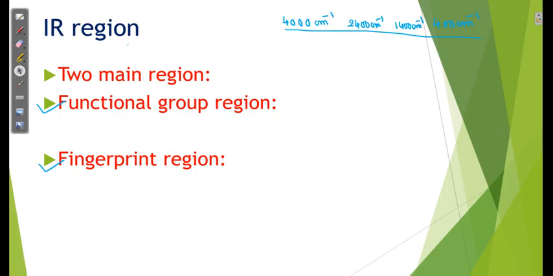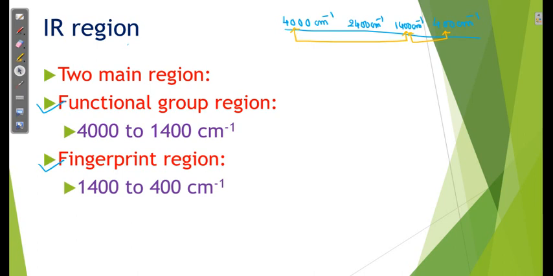So from here up to this point is known as the functional group region. Then 1400 to 400 is known as the fingerprint region. I discuss here only the functional group region, in terms of functional group determination. The fingerprint region is used not for identification of the functional group, but to match the compound.